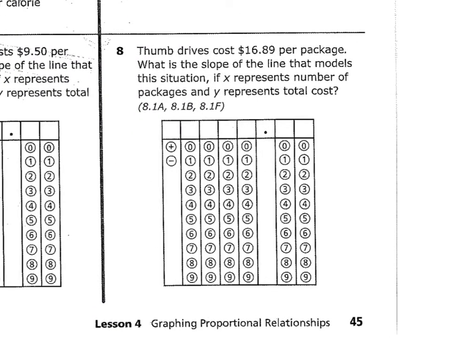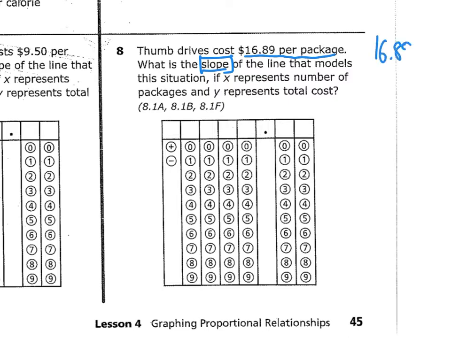So 8 says the thumb drive, just a thumb drive I think, costs $16.89 per package. What is the slope of the line that models this situation? Okay, so it wants to know what the slope is. They don't really give us any information except that it costs $16.89 per package. That's a unit rate right there.